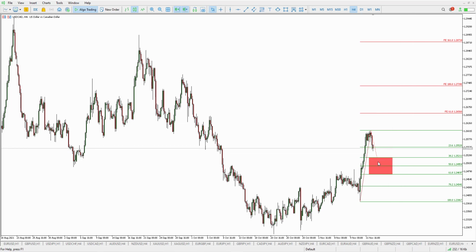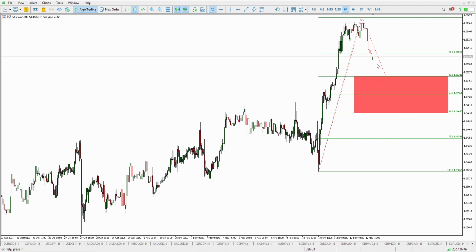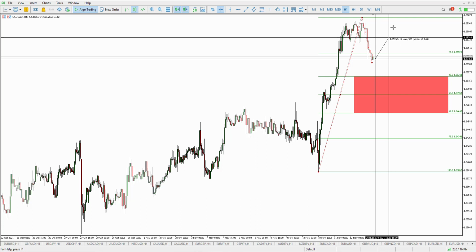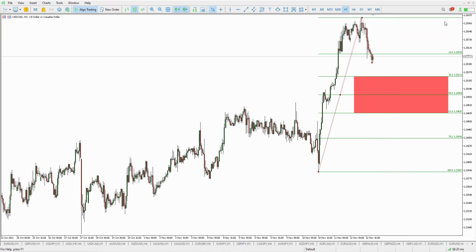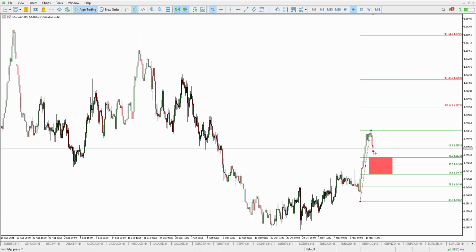So a very useful tool. Now let's say for example that this pullback ends right here around the 23.6 level. So what we're going to do then is point C will be down here, okay, in case price just reverses right now and it continues higher. So you see those target levels will move depending on where point C is.